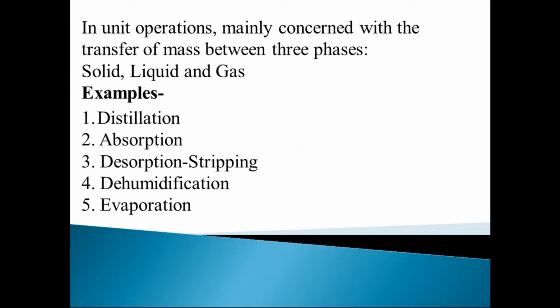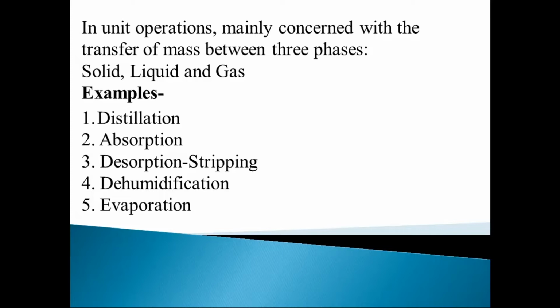Next, for your understanding, these are the examples. In unit operations, we are mainly concerned with the transfer of mass between three phases. We all know that there are three states of matter: first one is solid, liquid, and gaseous. So transfer of mass between these phases is known as mass transfer. For example, distillation. Distillation is a separation process. Absorption is also a separation process, but how? By using an absorbent. We will see them one by one.